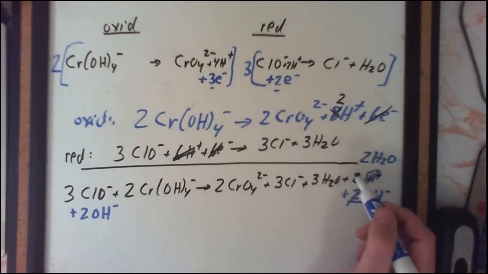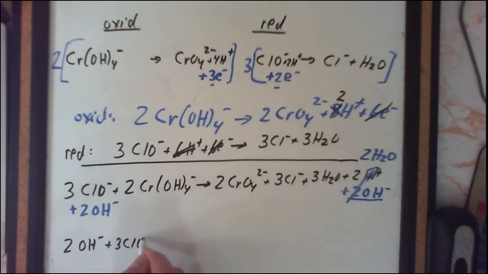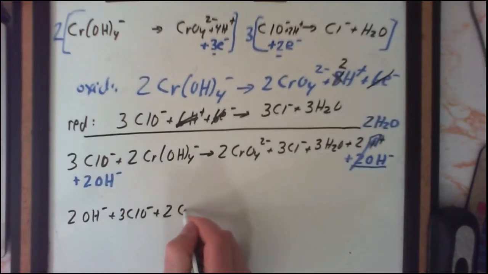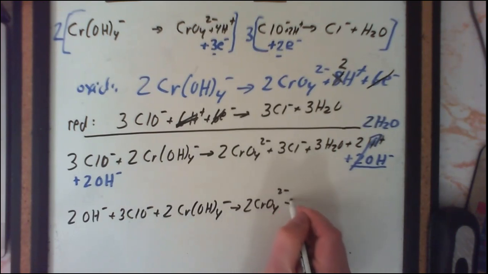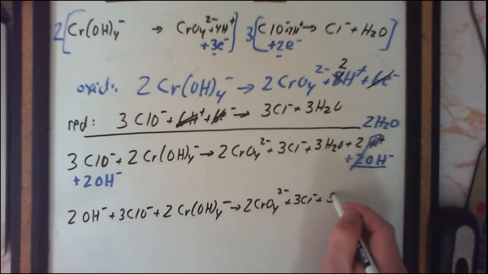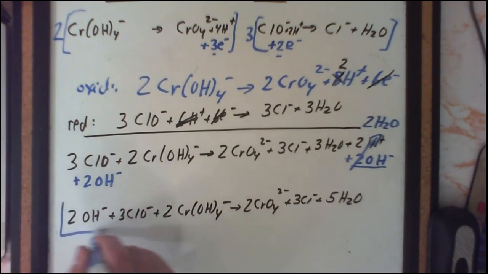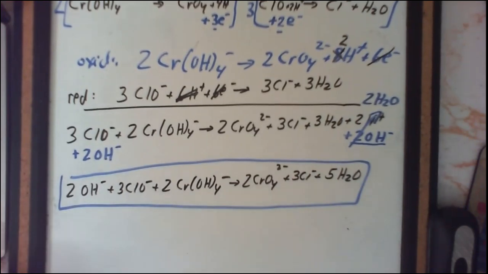They will combine to give me then 5 water molecules. So if I rewrite this one more time, it gets pretty long. We have our 2 hydroxide ions on the reactant side, plus 3 ClO minus, plus 2 CrOH4 minus, produces 2 CrO4 2 minus plus 3 Cl minus, plus 3 water molecules plus 2 water molecules, for a total of 5 water molecules. So this then should be my both charge and mass balanced overall reaction in basic solutions.